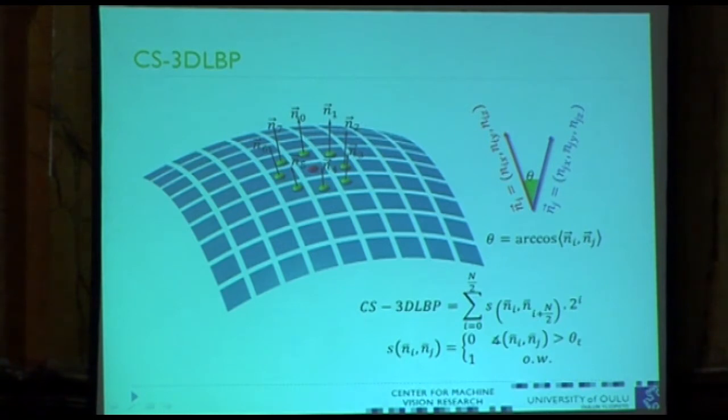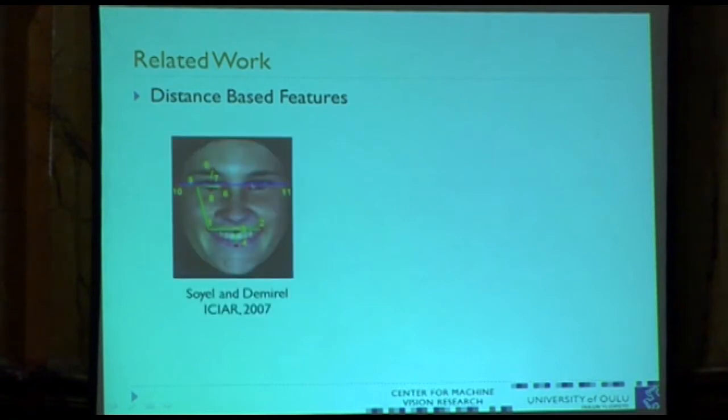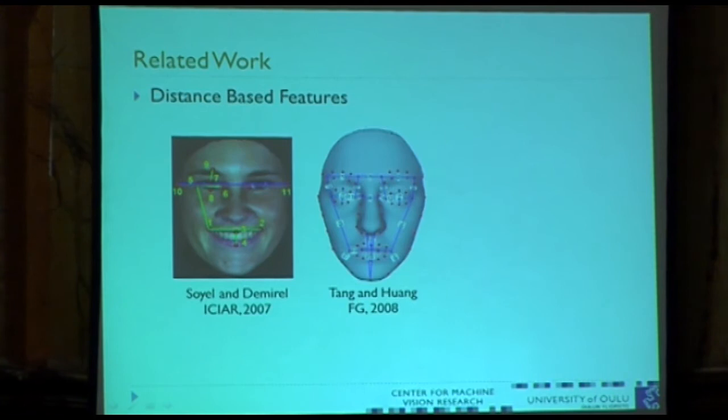This is the first descriptor that we propose in this study, and now I want to explain our second descriptor based on geometric features. Among the works related to our geometry-based proposal, Soyel and Demirel proposed measuring 5 facial distances, normalized with the width of the face. After 1 year, Tang and Huang proposed to use 24 distances and normalize them using neutral faces.